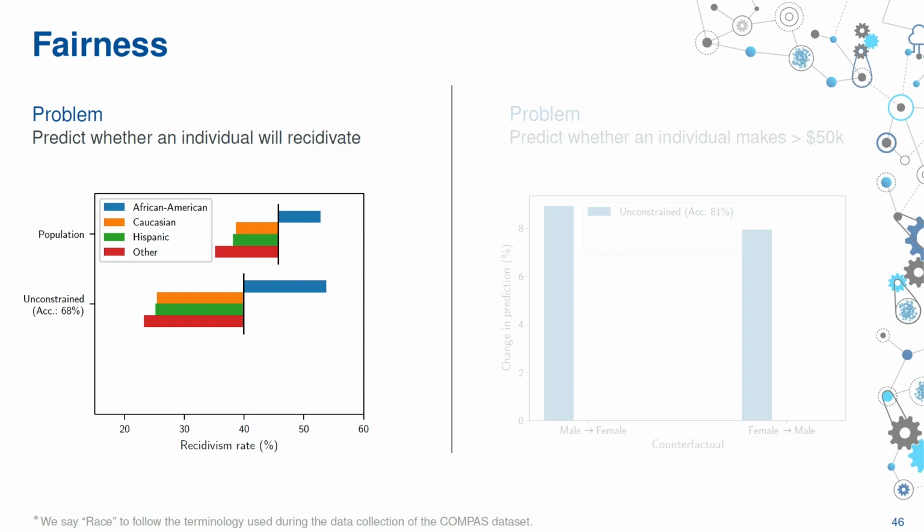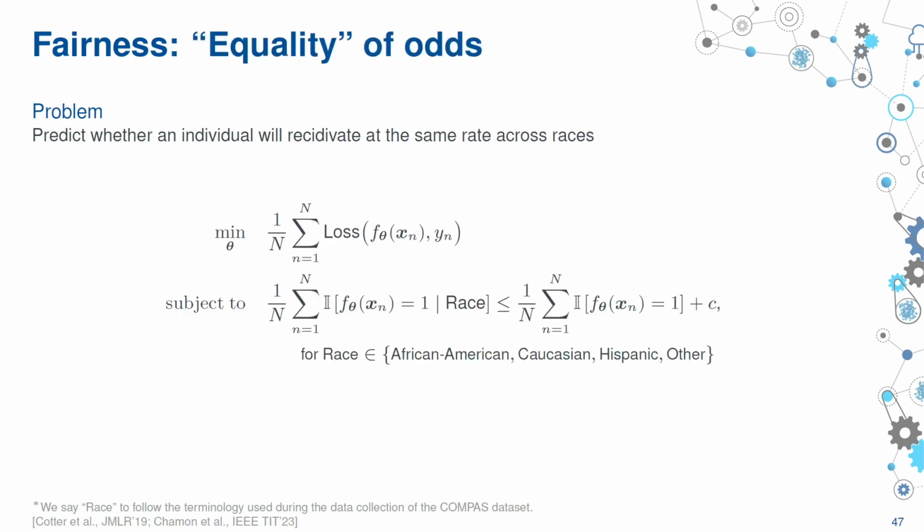This is an unconstrained learning solution predicting recidivism, and you see two things. First off is that the learned solution replicates the bias of society, and actually not only that, the learned solution exacerbates the bias of society. How could you solve this problem?